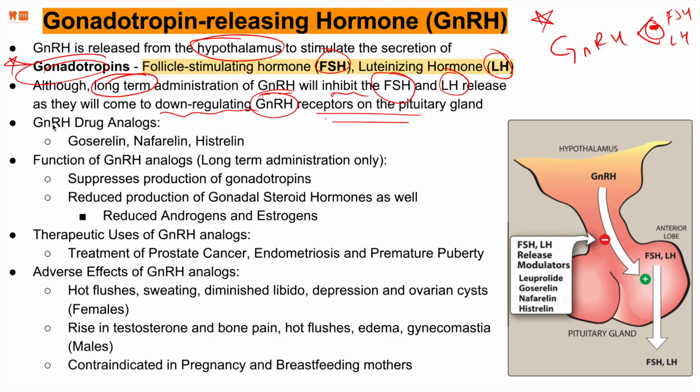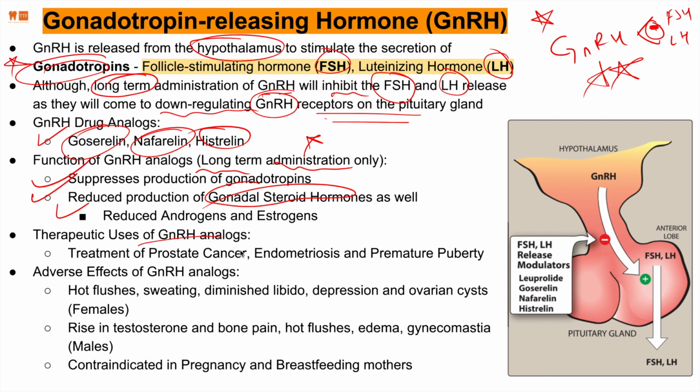Okay. Gonadotropin releasing hormone drug analogs are histrelin, nafarelin, goserelin. Functions of these gonadotropins, long-term use only, suppress the production of gonadotropins, right? Negative, right here. That's the actual therapeutic use, using them for a long term. Reduction of production of gonadal steroid hormones as well. It reduces androgen and estrogen production as well, because it has to do with our reproductive system.